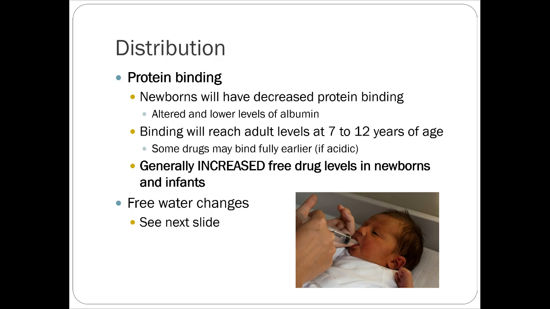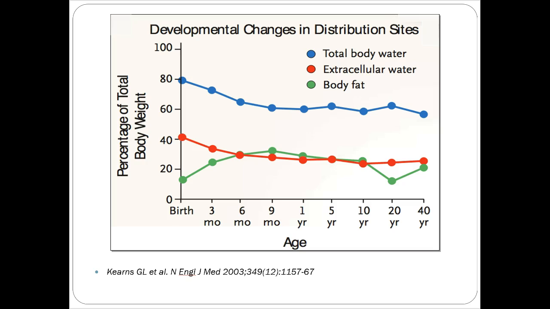Free water changes. This chart shows a little bit of the differences in body fat percentages and total extracellular and total body water. Now, this doesn't make a huge difference, but what we're looking at is the extracellular water and the body fat composition. It goes up in the early infant years, where you're going to have higher distribution potentially of lipophilic drugs. So that's really the only thing we're thinking of. But again, it's not that big of a difference. So the question is how much does it really matter?